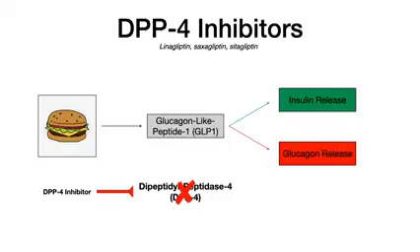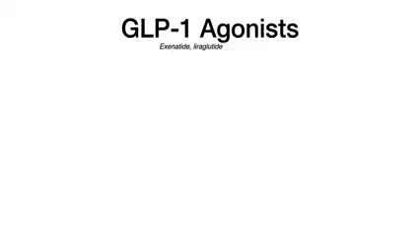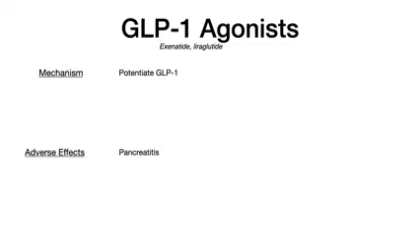Now, while we're talking about this mechanism, let's look at the GLP-1 agonists, since the mechanisms are so closely intertwined. So the GLP-1 agonists are exenatide and liraglutide. These end in tide, T-I-D-E. The mechanism of the GLP-1 agonists, as the name suggests, and as you just saw on the previous slide, is that these potentiate GLP-1, or glucagon-like peptide 1. The adverse effects of the GLP-1 agonists are also a little bit unique, so know it. It's pancreatitis.